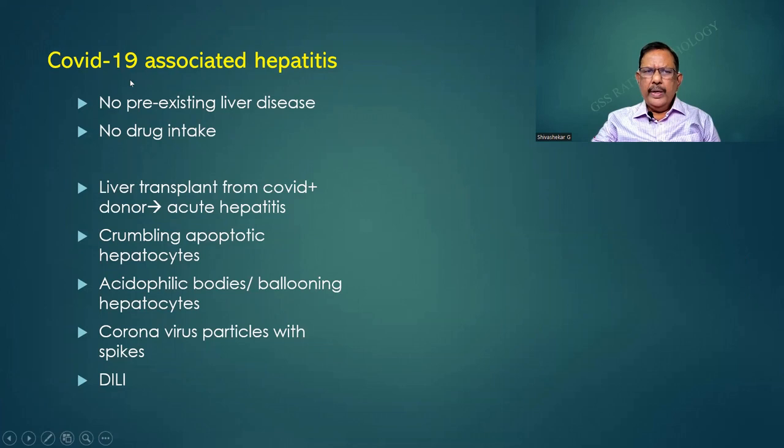So COVID-19 associated hepatitis. Directly, we are associating this as COVID-19 because there is no previous liver disease, no drug intake. And also you find that liver transplant in a COVID donor can also lead to hepatitis. Apoptotic hepatocytes, which you had seen earlier, acidophilic bodies, and also something like Mallory bodies that you people see, ballooning of the hepatocytes, and viral particles, drug-induced liver injury.